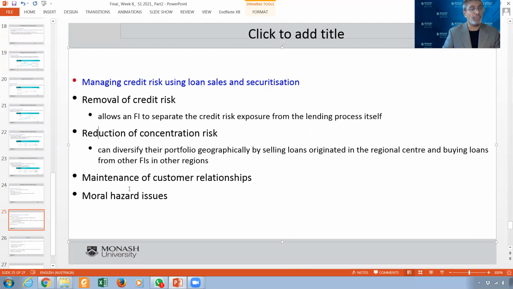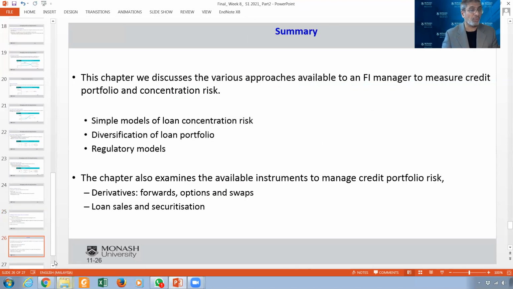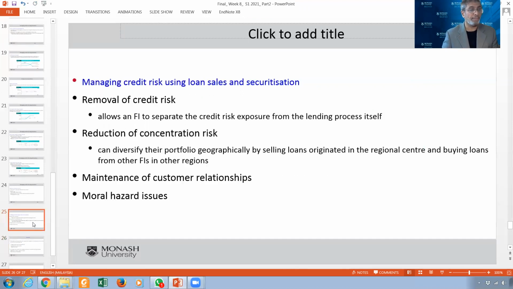But you also have to maintain customer relationships. You have to be careful about maintaining the relationship, and also careful about moral hazard issues, which means financial institutions should not give risky loans and sell them and let other people take the losses.